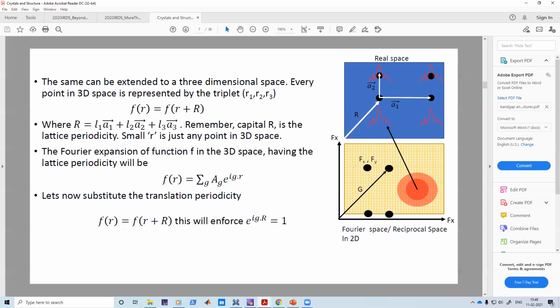And one condition which enforces all these things is this particular one: e^(iG·R), G being any reciprocal lattice vector and R being the periodicity of the real space lattice. This should be 1 for a vector to qualify as a reciprocal lattice vector. It should satisfy this particular condition.